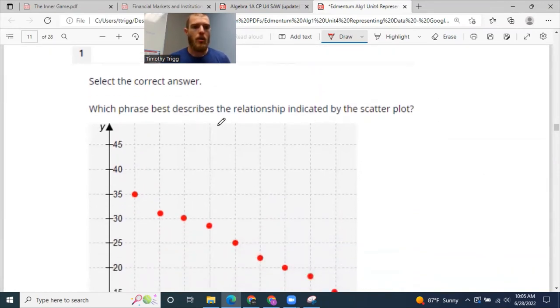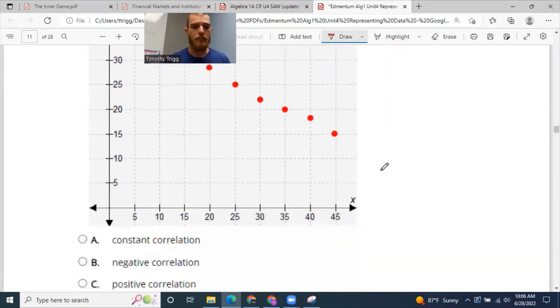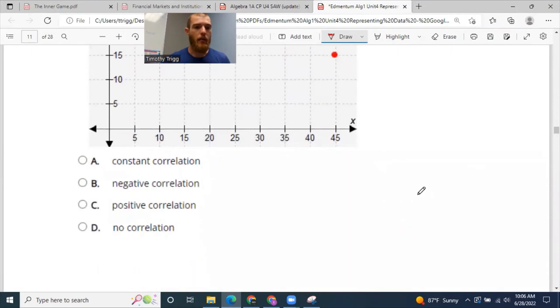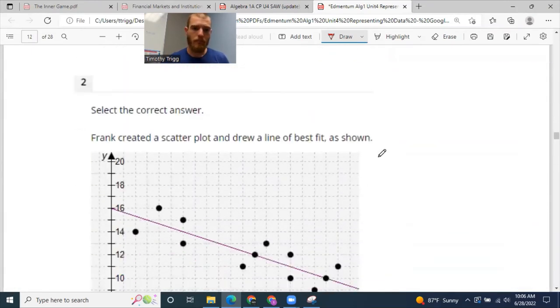Okay. Which phrase best describes the relationship indicated by a scatter plot? So this looks like a negative correlation. And it's a very strong negative correlation because it's almost linear, right? So what kind of correlation is that? I already kind of told you.